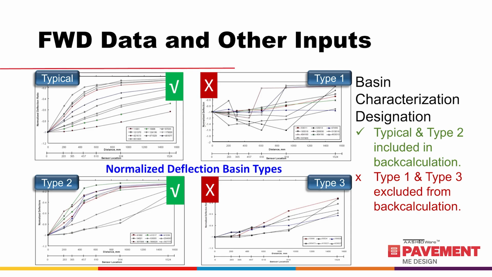The type 3 basin, graph in the lower right, is defined when one of the sensors further from the load is equal to or greater than the deflection measured by the adjacent sensor closer to the load, but that deflection is still less than the deflection measured at the loading plate. This type of basin is also inconsistent with elastic layer theory.